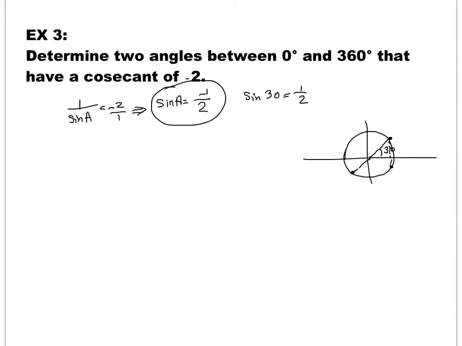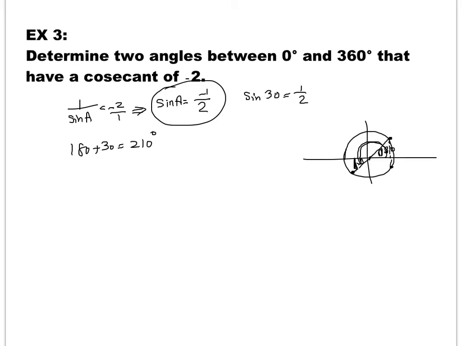Now, to find this angle, again, remember counterclockwise, we know that this angle is 30 degrees. So this has to be 30 degrees. So this full angle is 180 plus 30, which is going to be 210 degrees. So that's one of the angles.